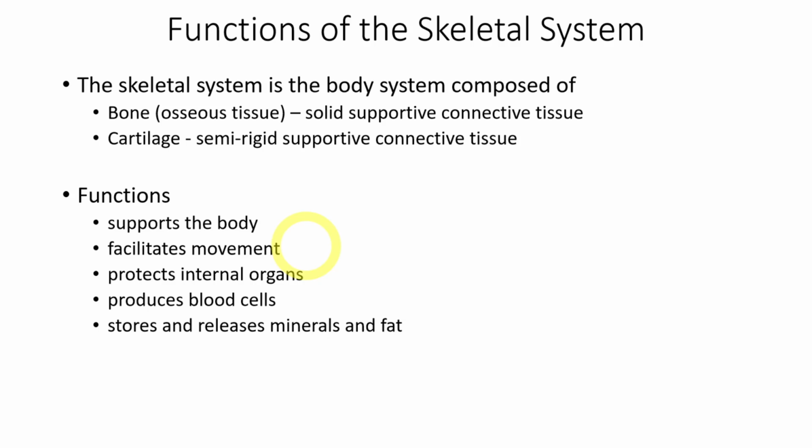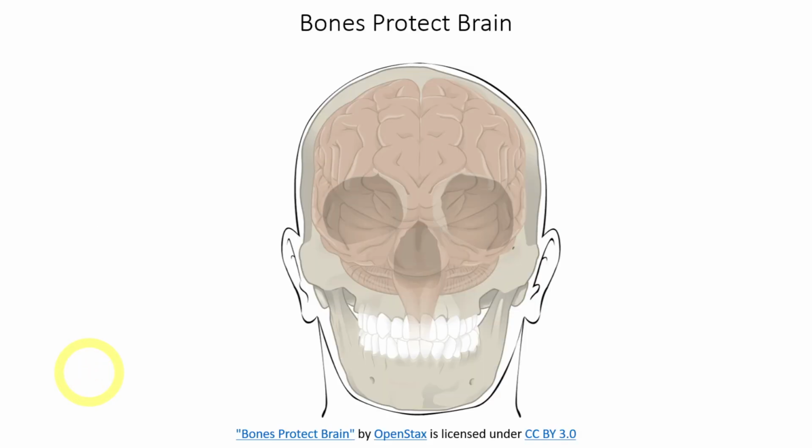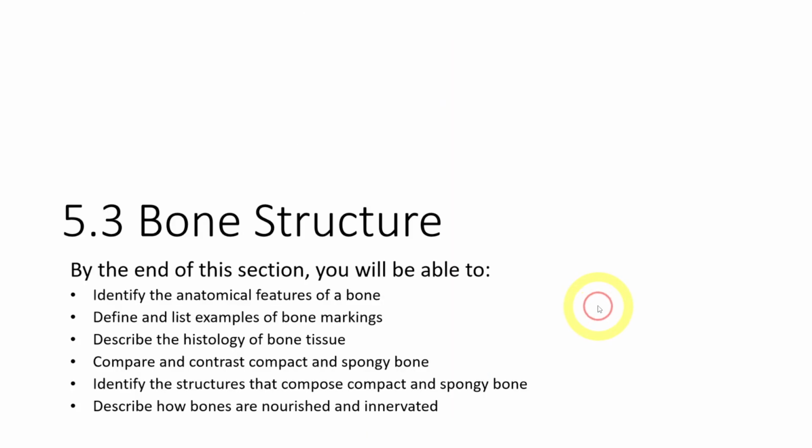Bones protect internal organs. They're kind of like armor. Bones produce red blood cells and white blood cells. Bones store and release minerals and fat. They have fat inside of them. But here's some bones protecting organs. The bones of the skull, and they protect the brain.